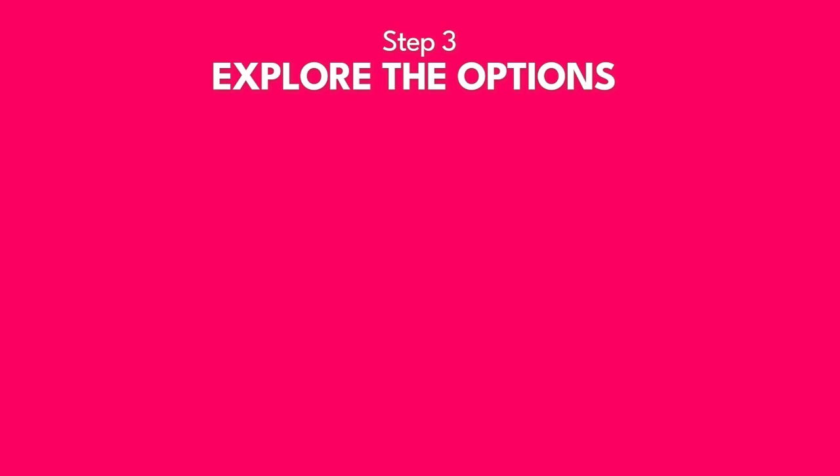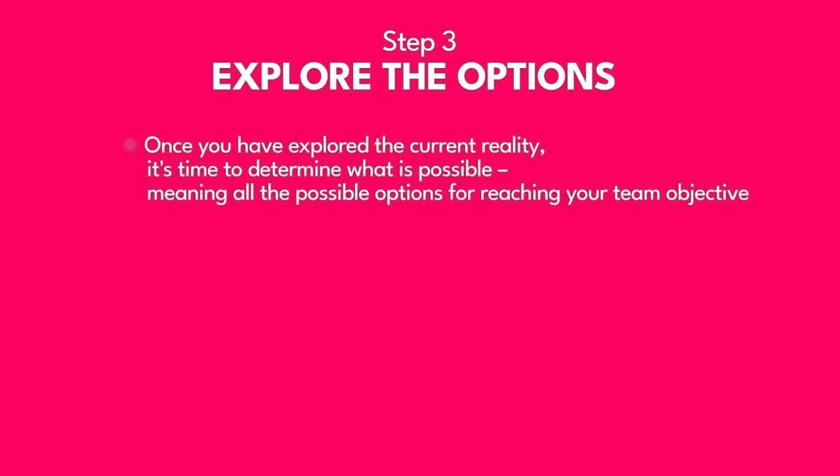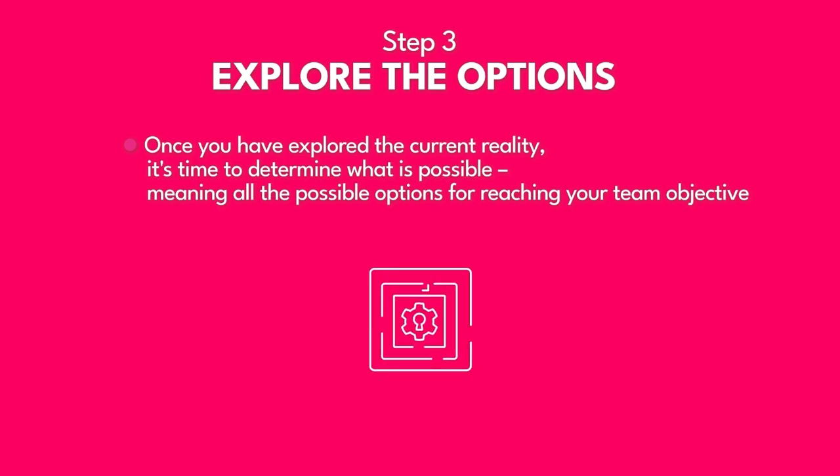Step 3. Explore the options. Once you have explored the current reality, it's time to determine what is possible, meaning all the possible options for reaching your team objective. Ask the following questions in this step.